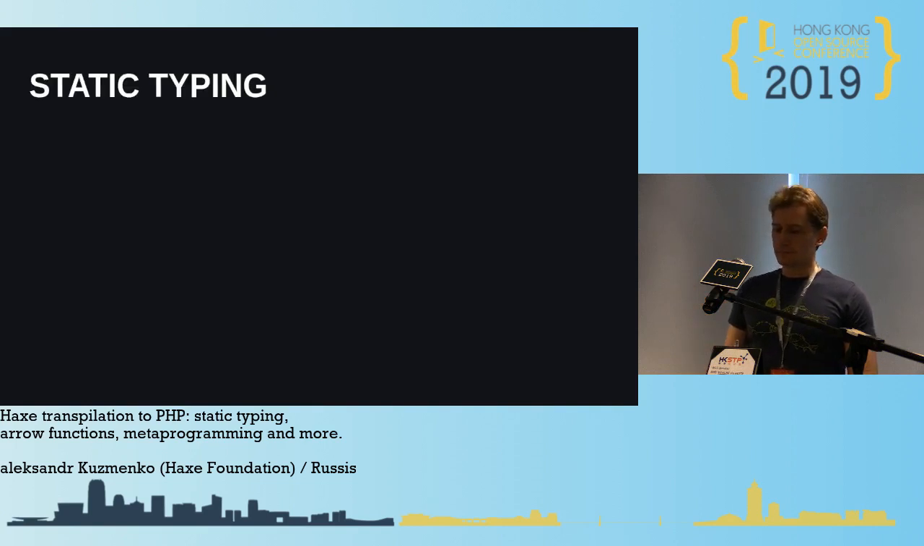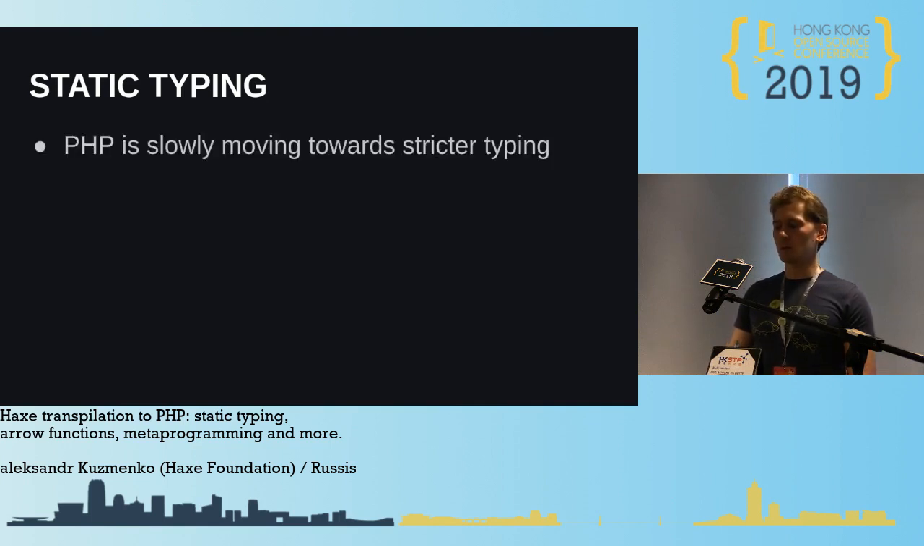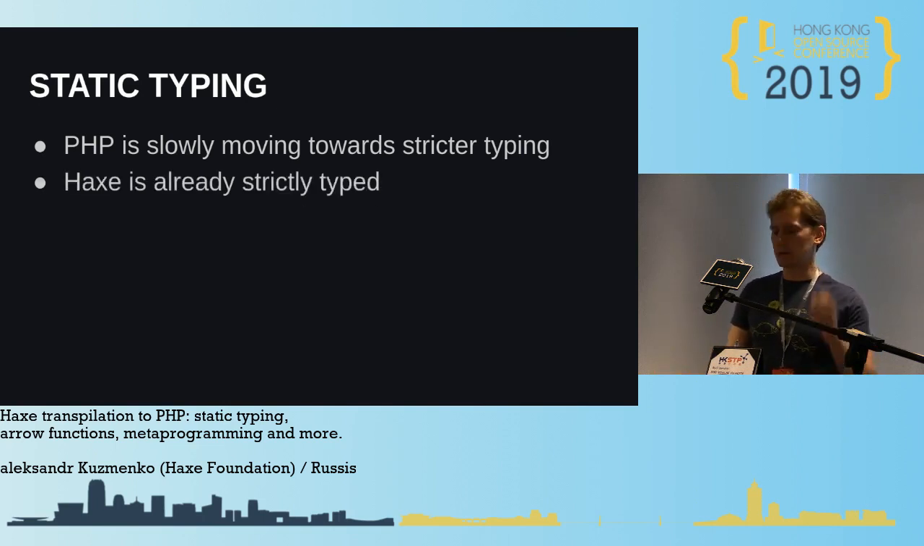Also Haxe has static typing. Now PHP is slowly moving towards stricter typing since like PHP 5.3 maybe. Now in PHP we have type hints. You can type hint function arguments, return types, and even in the latest versions you can type hint class fields. But what's great about Haxe in these terms is that Haxe is already strictly statically typed. So you always have a specific type for some symbol.